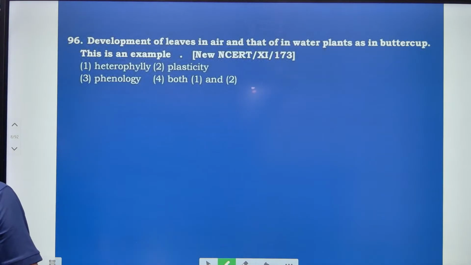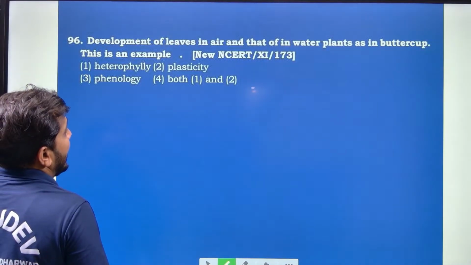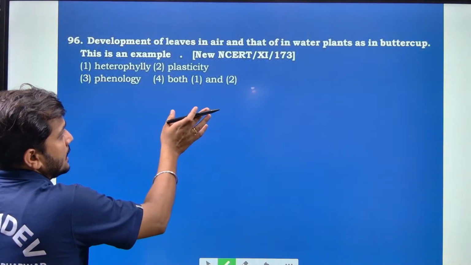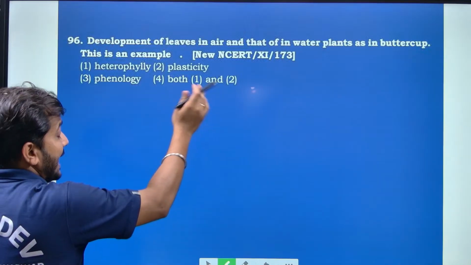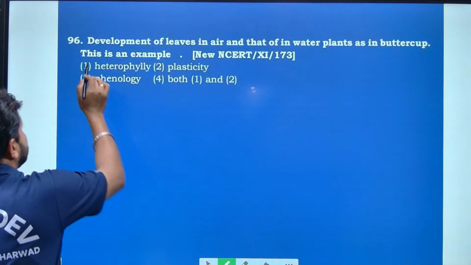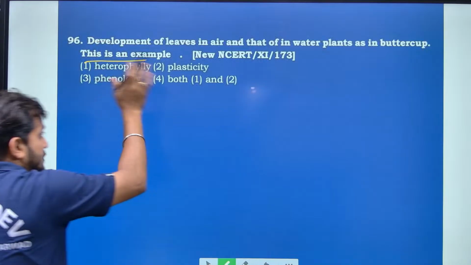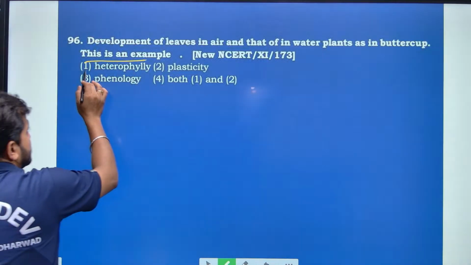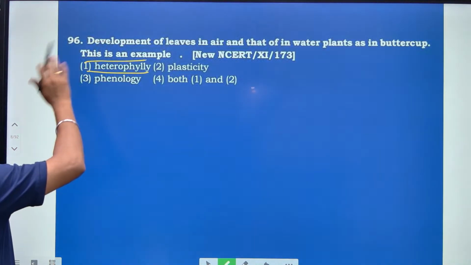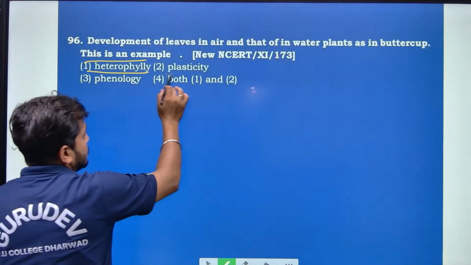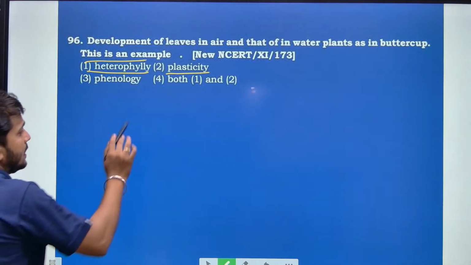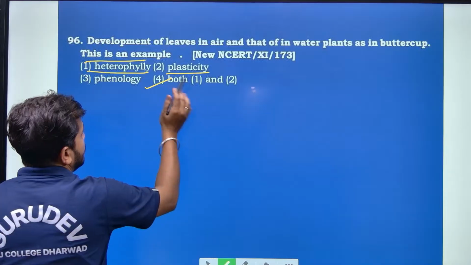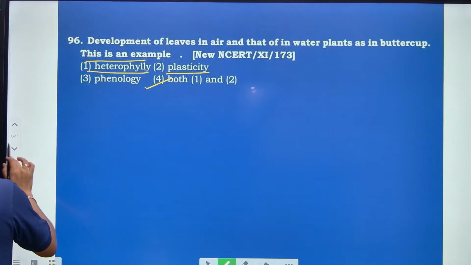Then development of leaves in air and in water in a plant, as in buttercup, right? This is an example of heterophylly, and heterophylly can be called plasticity. So here both A1 and 2 are correct, that is option 4.